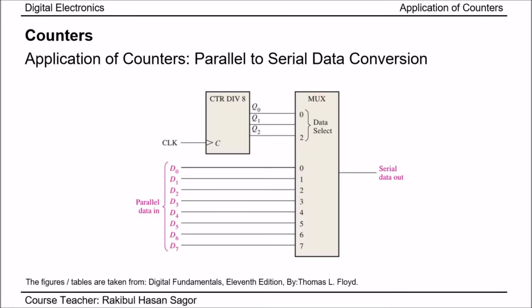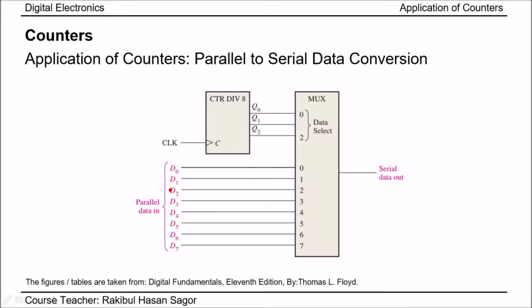Let us see another application of counters, that is parallel to serial data conversion. Before we start this topic, we need to understand what is parallel data and what is serial data. In parallel data transmission, multiple bits are sent simultaneously through different wires or channels. But in serial data transmission, the data is sent 1 bit at a time sequentially.